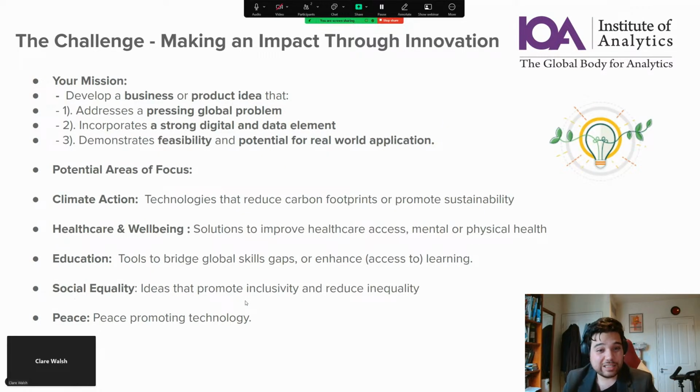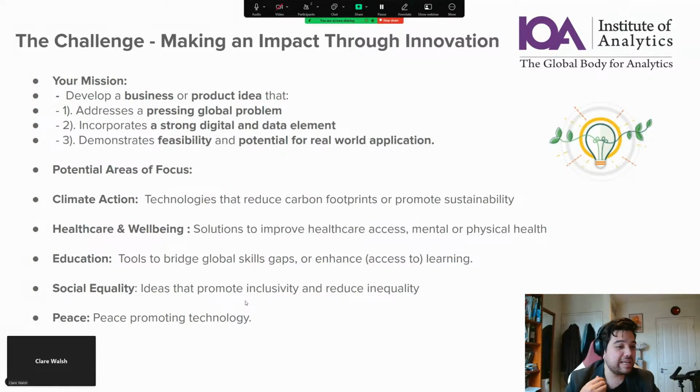So what is the challenge? What is the competition? What will you be doing and solving? Your mission is essentially to develop a business or product idea that, 1, addresses a pressing global problem, an international problem that is affecting all of us, or it may be a problem that's only affecting a certain area of the world. But it has to be a global problem, and it has to be affecting the doomsday clock. So it cannot be something so niche as to a problem that only affects a few people in the world.